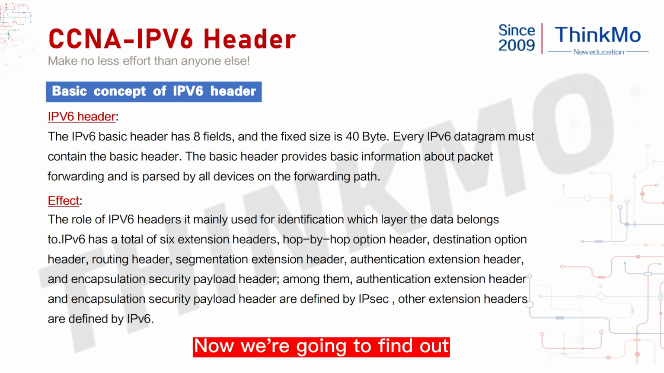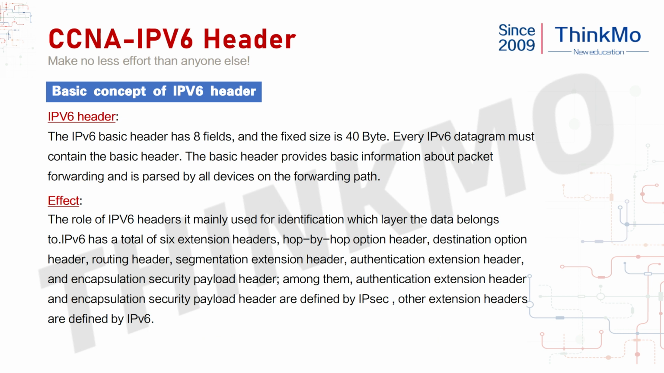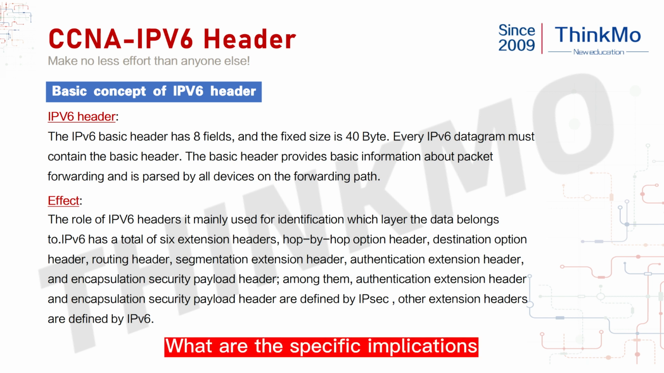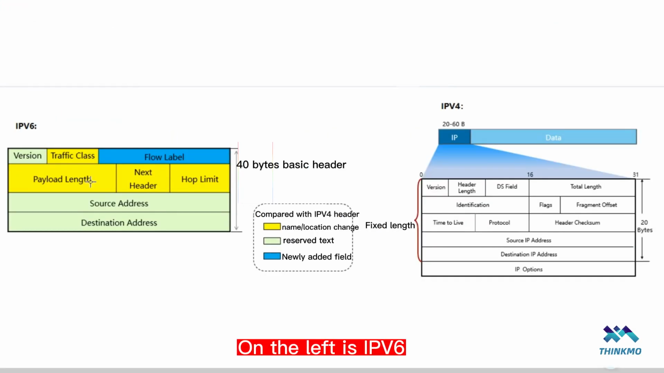Now we're going to find out what the fields in IPv6 are. Whether it's IPv4 or IPv6, it has corresponding fields, so what we need to know is the fields in its message. What exactly does each mean? What are the specific implications? I've got two pictures. On the left is IPv6, on the right is IPv4.